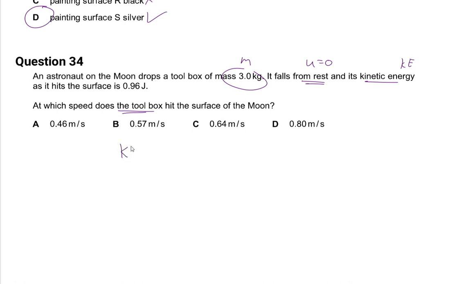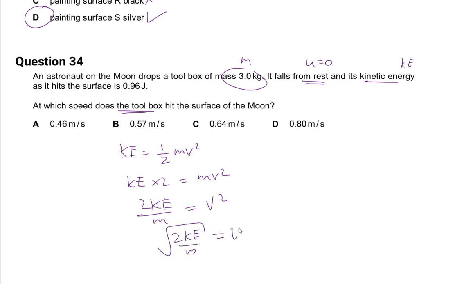Okay, now let's start with what we know. So KE equals half mv squared. Now the initial velocity is 0, so we don't need to worry about this. So therefore, KE multiplied by 2 is equal to mv squared. So 2KE over m is equal to v squared. So the square root of 2KE over m is equal to v. So therefore, v is going to be the square root of 2 times KE over the mass.